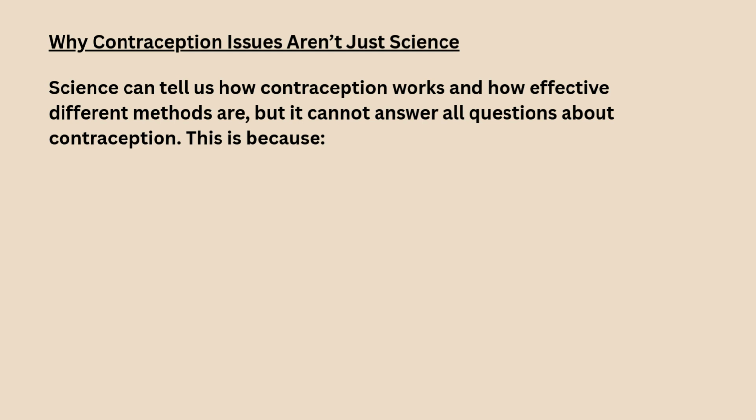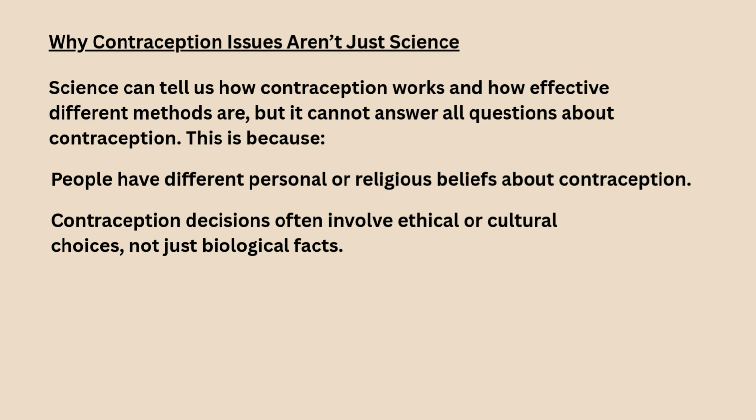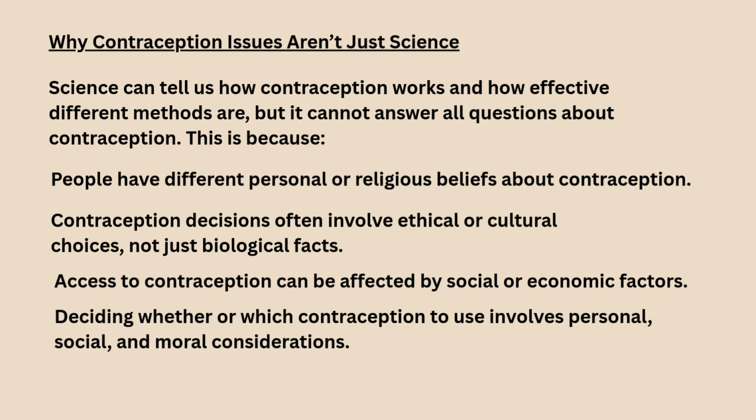Science can tell us how contraception works and how effective different methods are, but it cannot answer all the questions about contraception, and this is because people have different personal or religious beliefs about contraception. Contraception decisions often involve ethical or cultural choices, not just biological facts. Access to contraception can be affected by social or economic factors. Deciding whether or which contraception to use involves personal, social, and moral considerations.